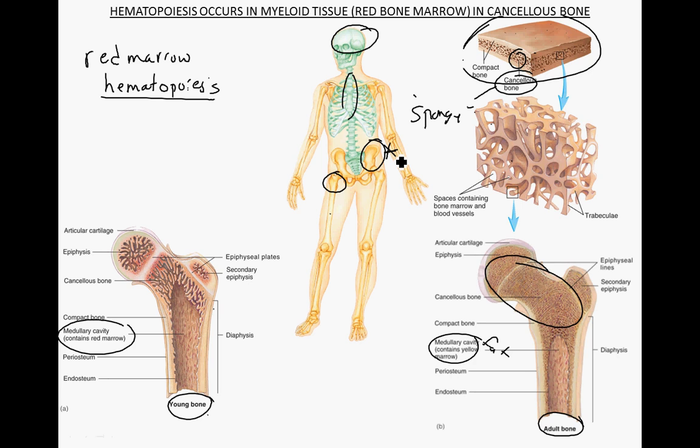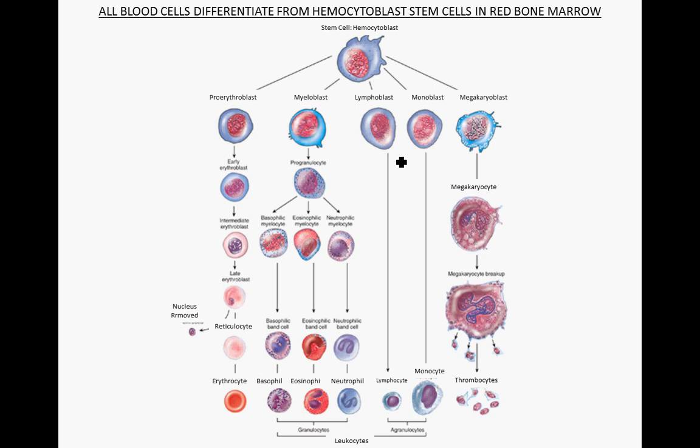So speaking of those cells, what are the cells? Well, all blood cells, the title up here, all blood cells differentiate from a hemocytoblast stem cell that's in the red bone marrow. So lots of cells on this slide right here, but I want to just call your attention first off to this one right up here. You don't have to know the names of all these cells, by the way.